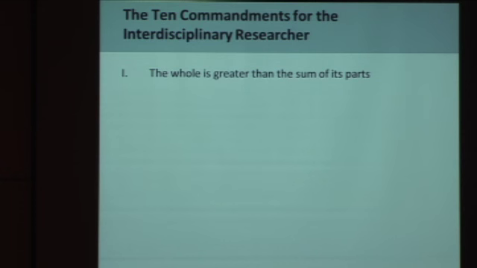So the first commandment is that the whole is greater than the sum of its parts. And I wrote here, if you can't accept this one on faith, better to be writing encyclopedic monographs on the sexual behaviors of subspecies of liverworts. At least you might get tenure.